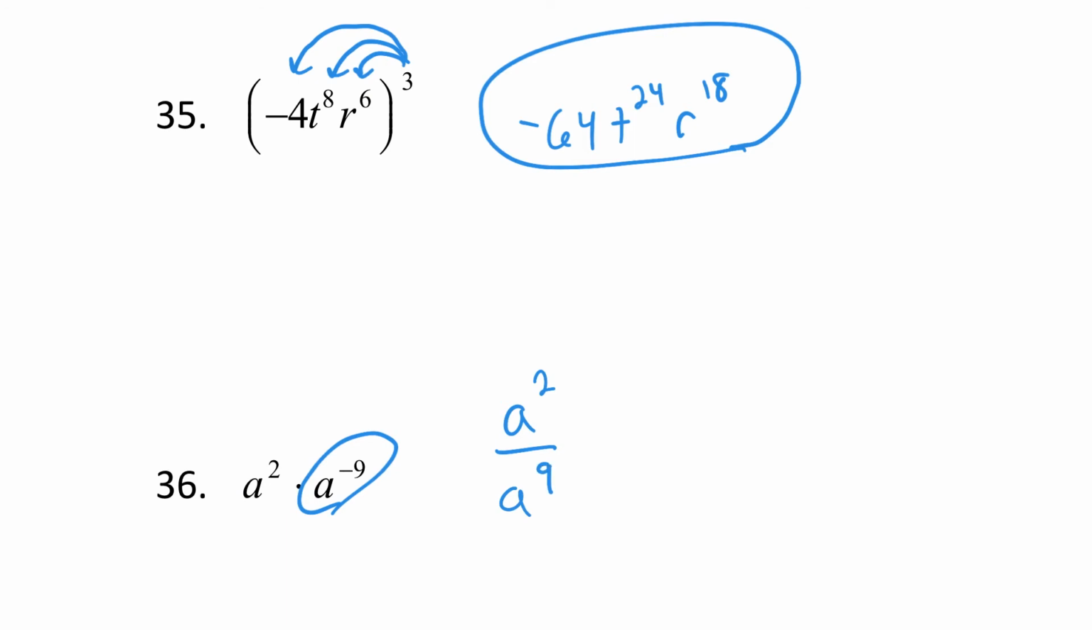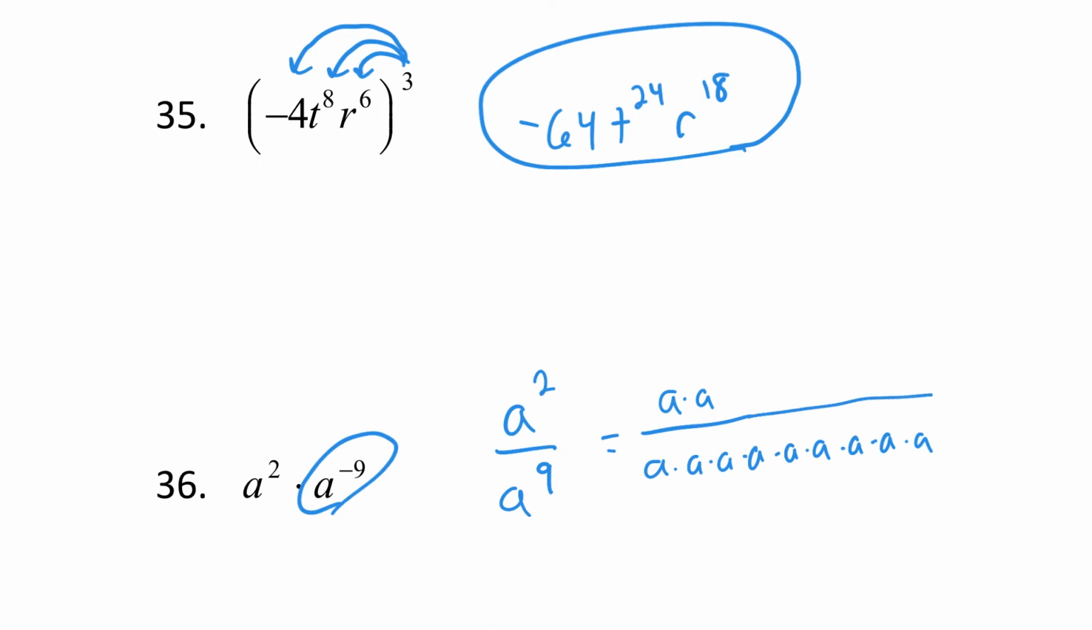And now we can use our quotient property. You have 2 a's on top and 9 a's on the bottom. So that's like a times a over a times a times a times a times a times a times a times a times a. I think 1, 2, 3, 4, 5, 6, 7, 8, 9. Yeah, they started to look like 9s at the end there.